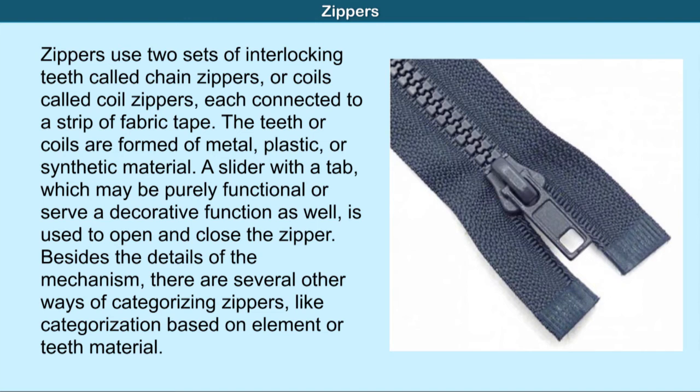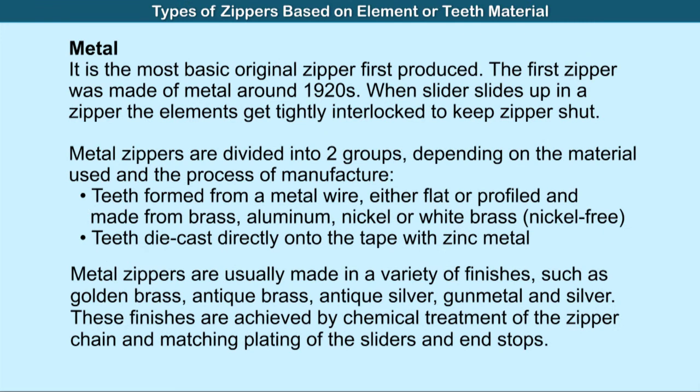Besides the detail of mechanism, there are several other ways of categorizing zippers, like categorization based on element or teeth material. Types of zippers based on element or teeth material. There are three main categories of zippers, which are based on three different types of materials.